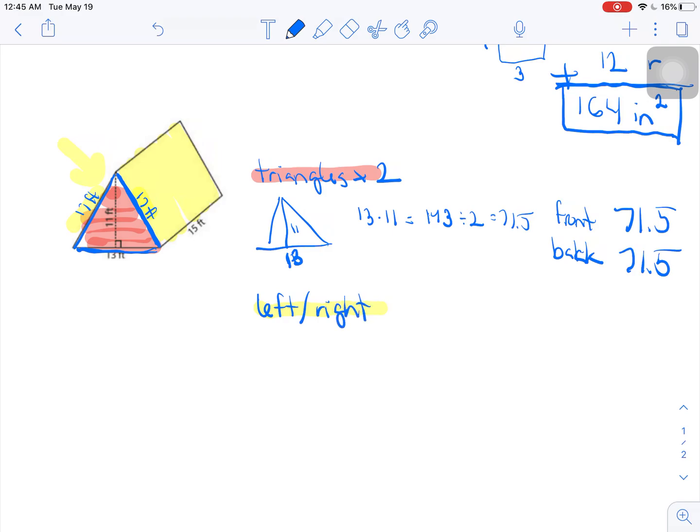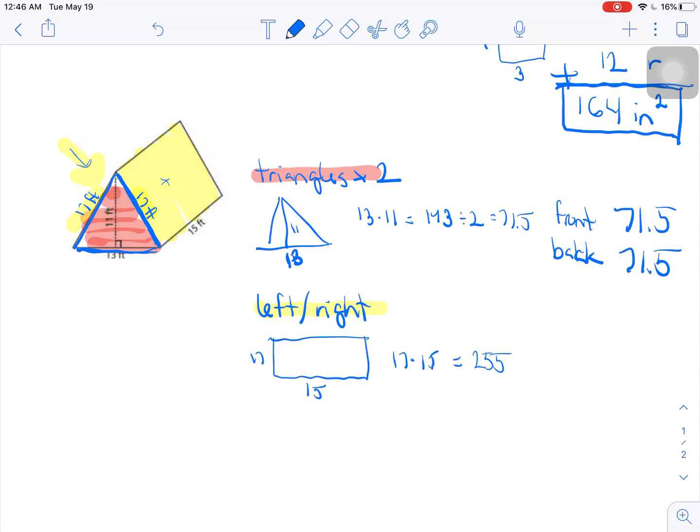So this is going to basically be the left side and the right side. Since it's laying down, you could kind of visually see right and left. So those are both rectangles. So the rectangles are 17 feet tall and 15 feet wide. So area of a rectangle is just 17 times 15. So that makes it nice and simple. And that gives an answer of 255.